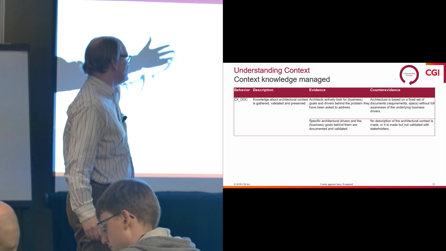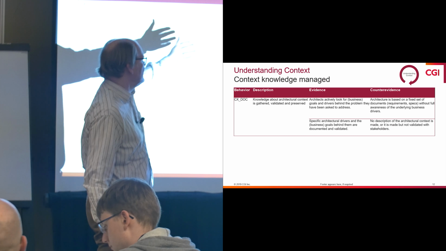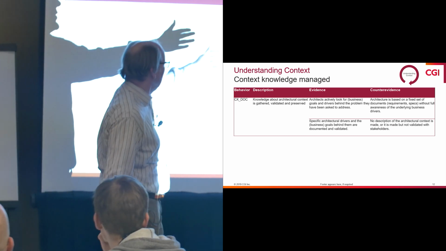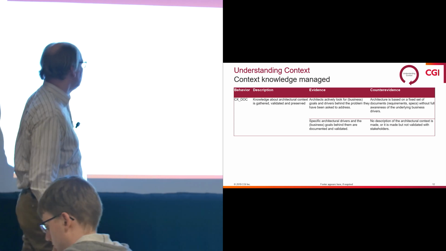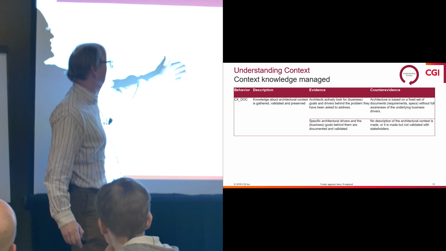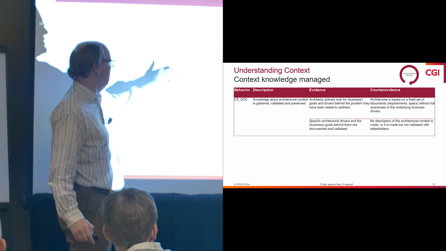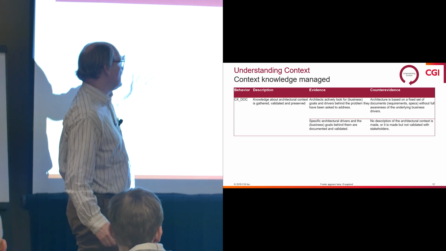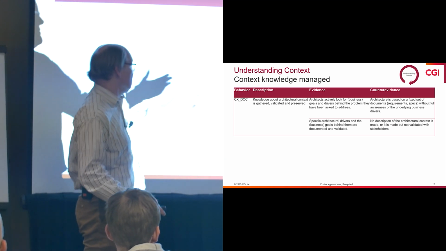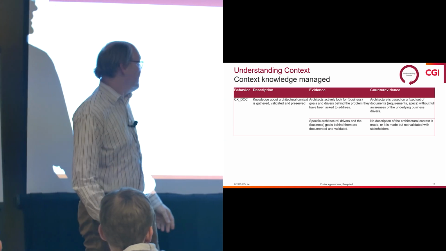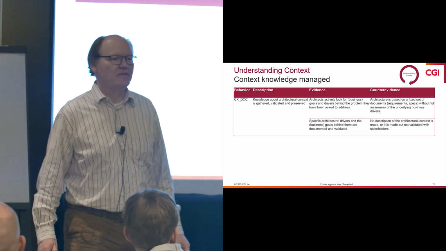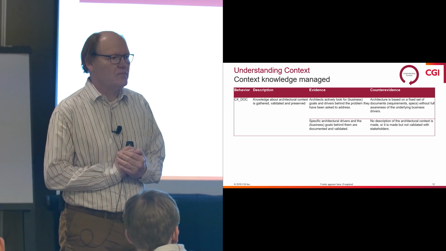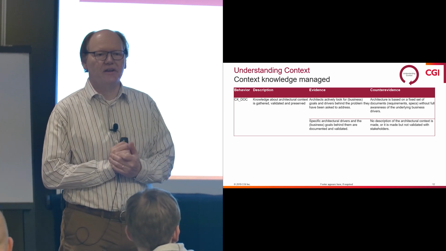Here is some evidence and some counter evidence. Architects actively look for business goals and drivers, or are they based on a fixed set of documents without full awareness of the underlying business drivers? Specific architectural drivers and the business goals behind them are documented and validated, or no description of the architectural context is made, or it is made but not validated with the stakeholders. That's counter evidence. Give yourself a grade.